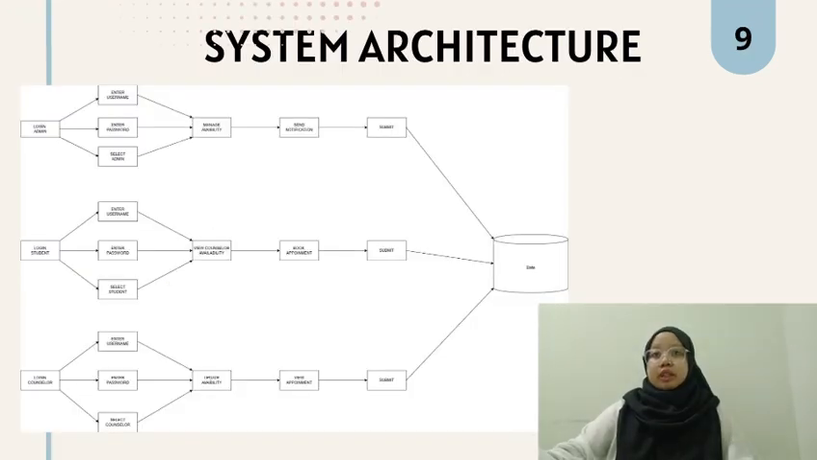The architecture explains the process for three user roles: admin, student, and counselor. First, the admin process. The admin logs in by entering the username and password and selecting the admin role. Second, they can manage availability and then send notifications to students and counselors. Finally, the changes are submitted and stored in the database.